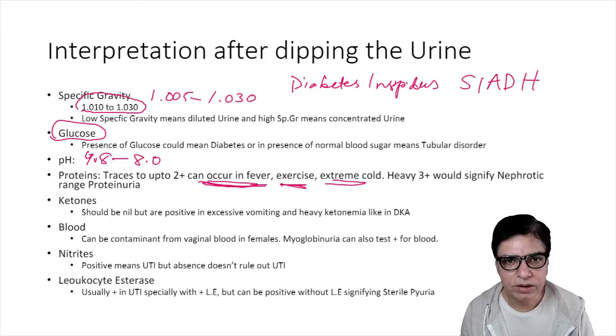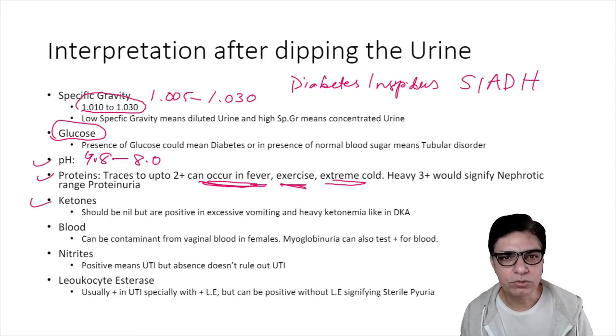Then coming down, so we have discussed pH and proteins. Now ketones. Basically, ketones are formed when there is a problem with glucose metabolism. So you do not have enough glucose substrate, or you cannot utilize it. And that usually happens in diabetic ketoacidosis, or it can also happen in starvation. So diabetic ketoacidosis is obvious.